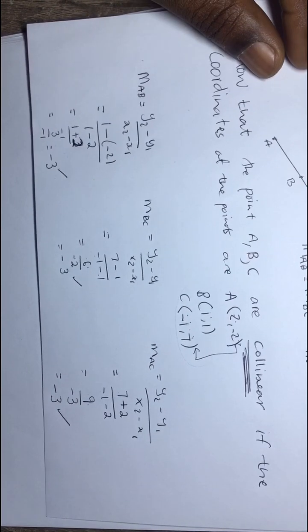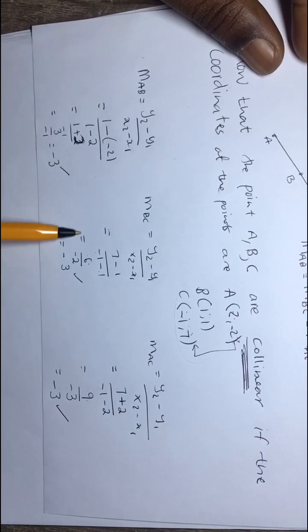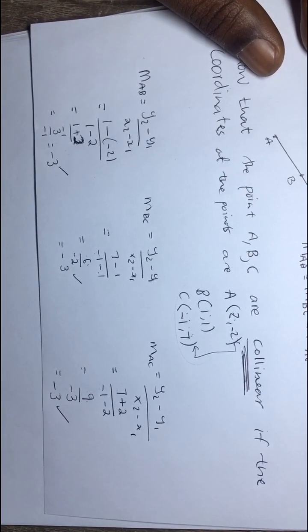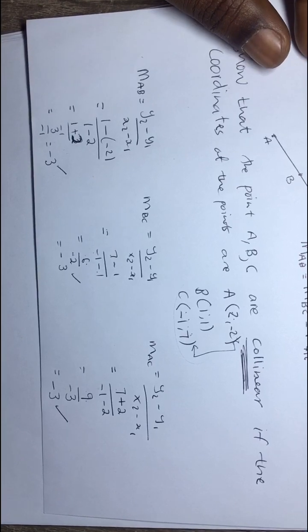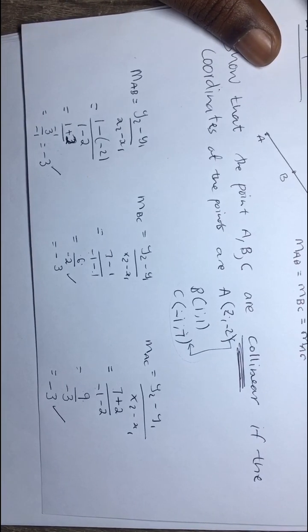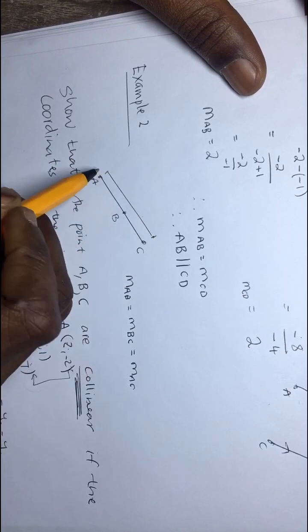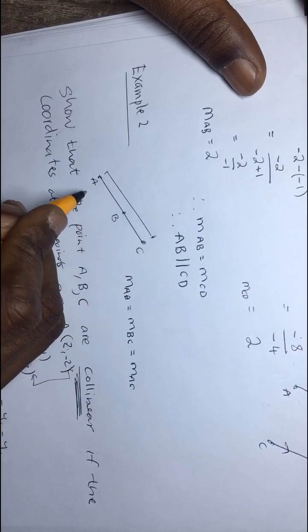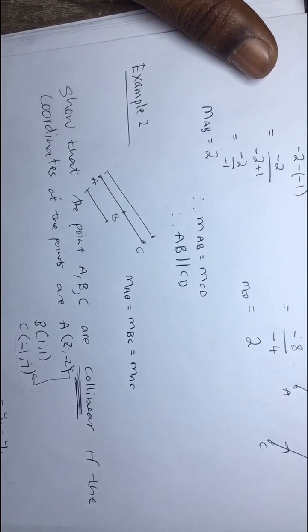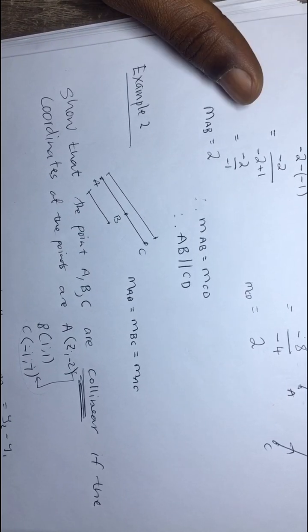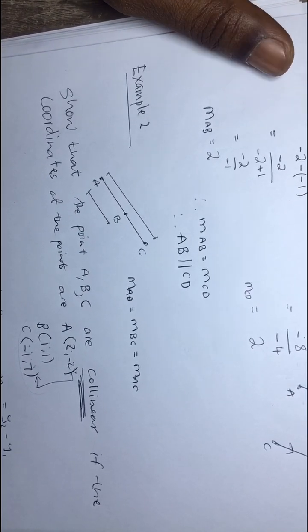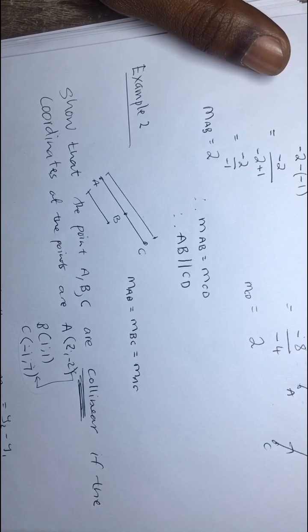So, okay, the gradients of these 3 points are the same, so they have the same gradient. In this case, we are not talking about distance. Obviously the distance between AC will never be the same as the distance between AB, but we are dealing with gradient. So gradient and distance are totally different topics.